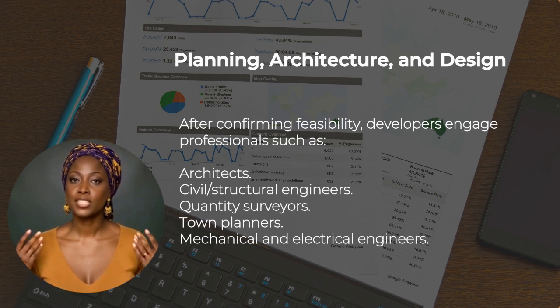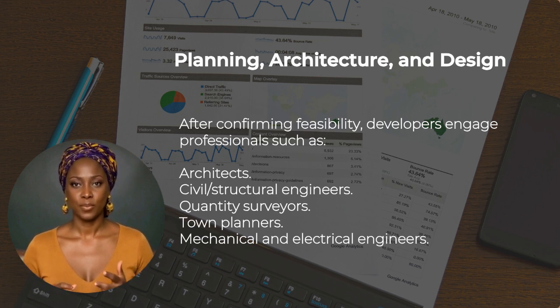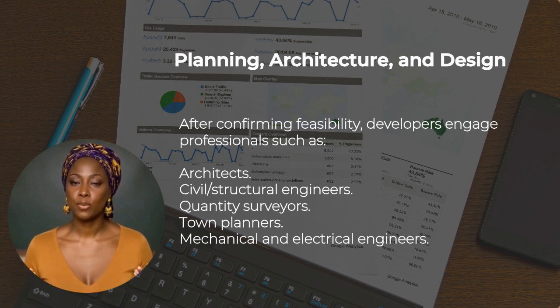Planning, architecture, and design. After confirming feasibility, developers engage professionals such as architects, civil/structural engineers, quantity surveyors, town planners, mechanical and electrical engineers. They produce site plans, floor plans, elevation drawings, 3D models or BIM, building information modeling, and building approvals from planning authorities. Design considerations include functionality and space optimization, ventilation and natural lighting, aesthetics and branding, safety and accessibility, and compliance with building codes and zoning laws.